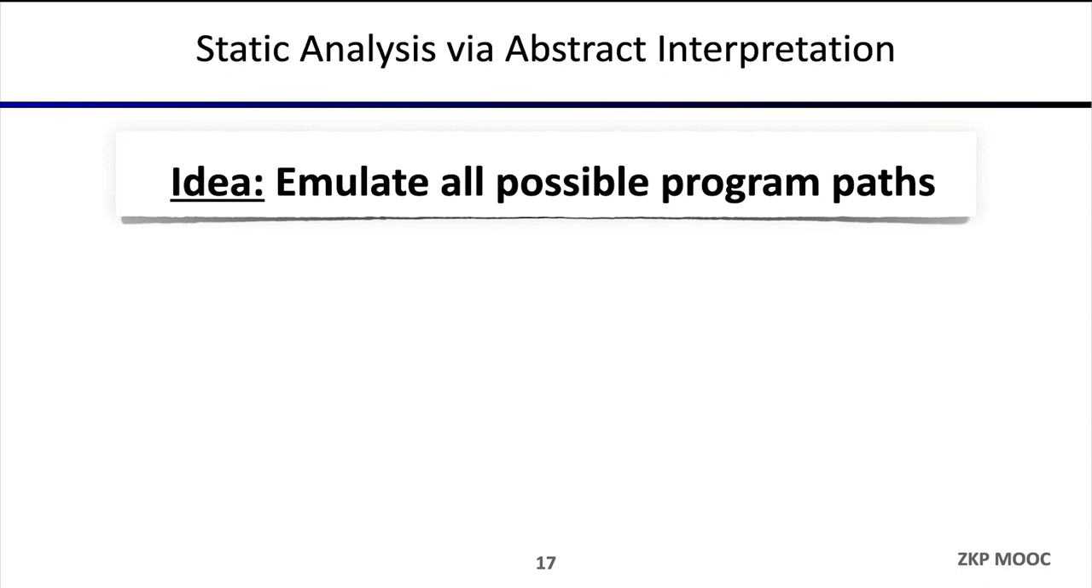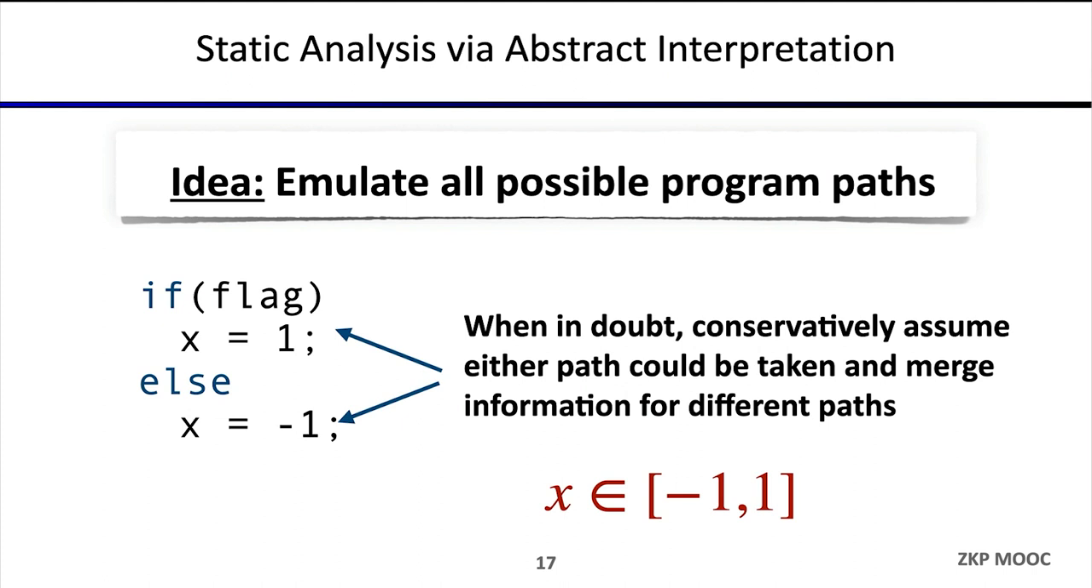You might ask, how about complex program statements like branches and loops? It's the same idea: whenever you have a branch or you have doubt about which one you should choose, you conservatively assume that both paths are going to happen, and then you merge the outcomes of different branches and collect all the values along different paths.